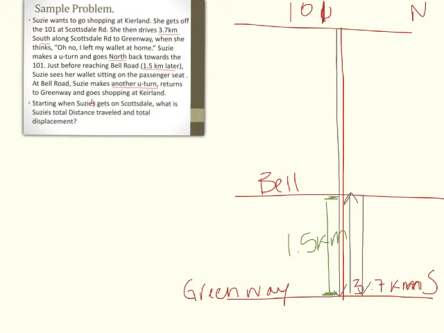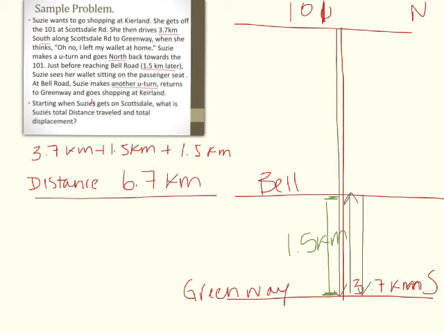So our first vector is 3.7 kilometers. Our second vector is 1.5 kilometers. And our third vector is 1.5 kilometers. If we add that all together, you get a distance of 6.7 kilometers. So there's distance.